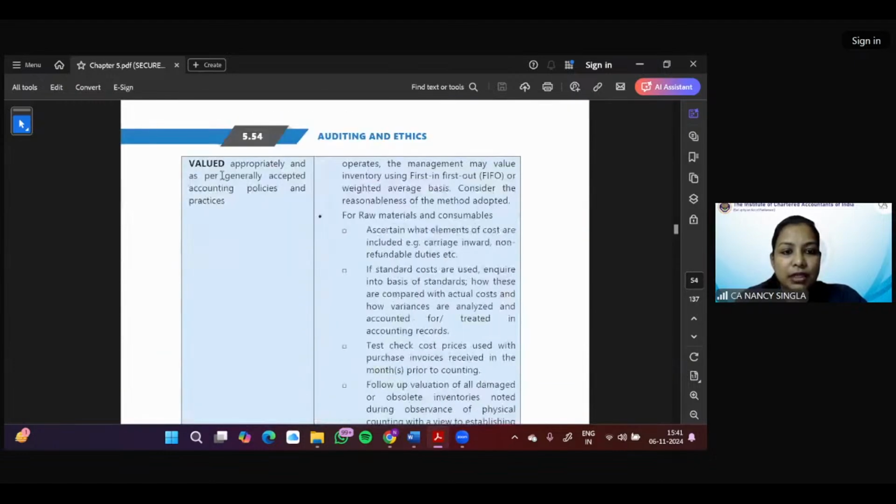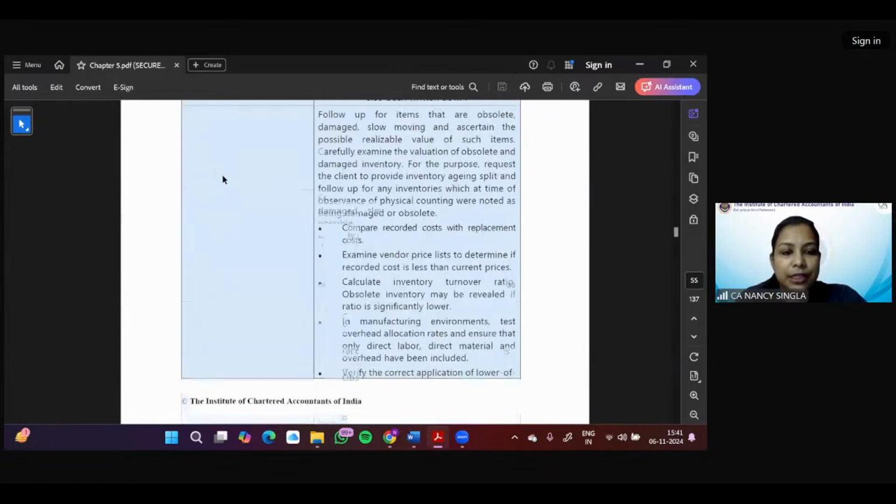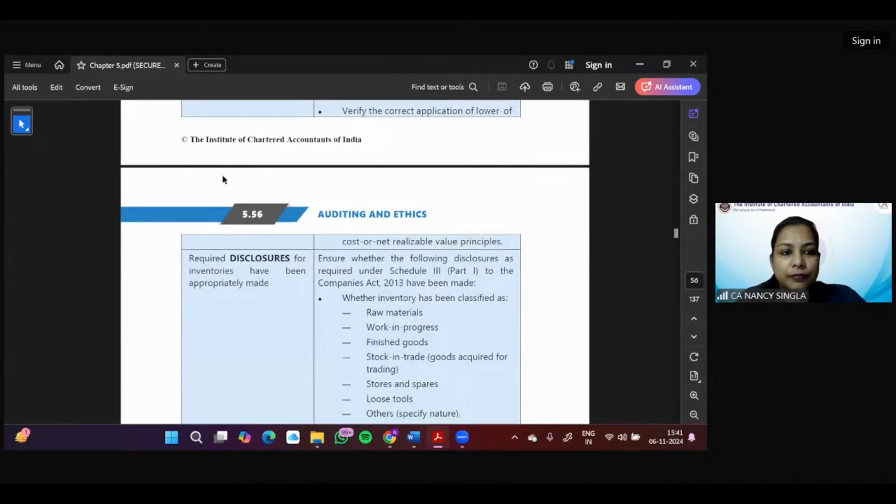So we have done till here, page number 5.56. So we are now doing what? The topic of disclosures. Okay.